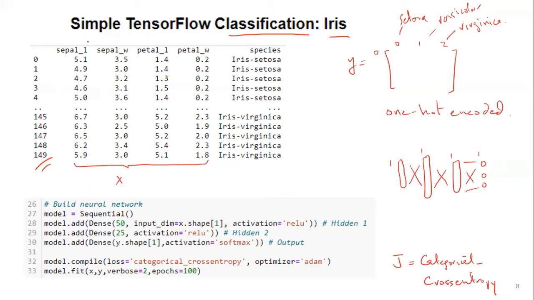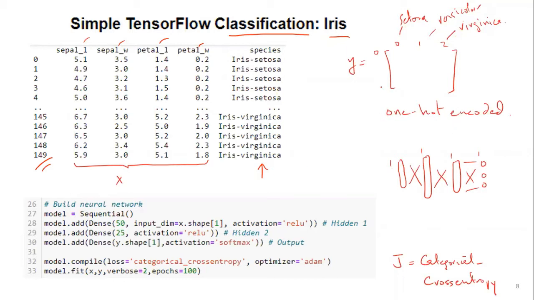For each input row, you had the size of the sepals, the length and the width, and the size of the petals, length and width. The idea was to predict which class it's going to be. And there were how many classes? One of three. There was iris setosa, another one which was versicolor, and then virginica. These were three classes of flowers.